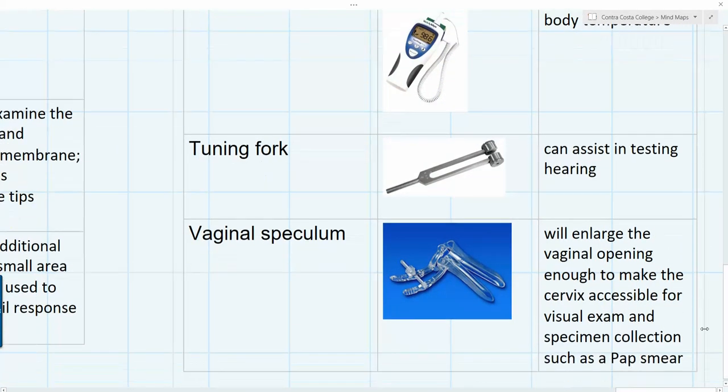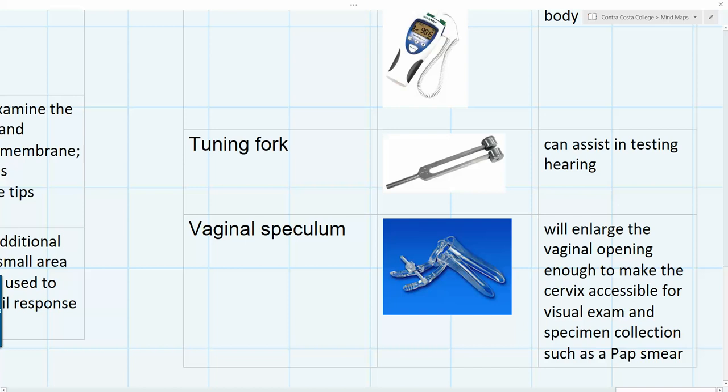Moving over here, we have a vaginal speculum, and that will enlarge the vaginal opening enough to make the cervix accessible for visual exam and specimen collection, such as a pap smear. It looks barbaric. It is. That's all I'm saying about that.